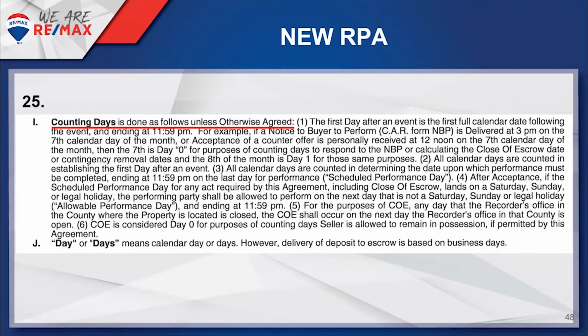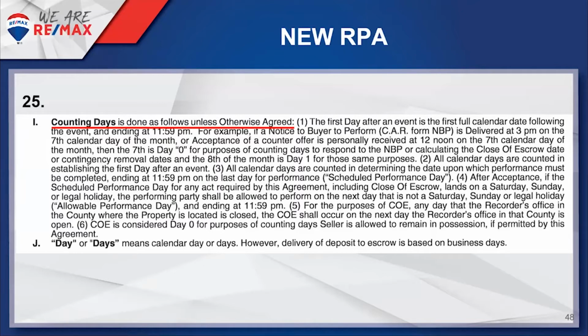So if I give a notice to perform tomorrow, Thursday, tomorrow is day 0. It doesn't matter what time I give it to them. If I give it to them at 11:59 p.m. tomorrow night, the next day, Friday, is day 1. If I give it to them at 6 in the morning tomorrow, it's the same; Thursday doesn't count. Day 1 is Friday. Now, day 2 would not be Saturday or Sunday. And if Monday were a holiday, it would not be Monday. The last day of performance cannot be a weekend or holiday for counting day purposes.